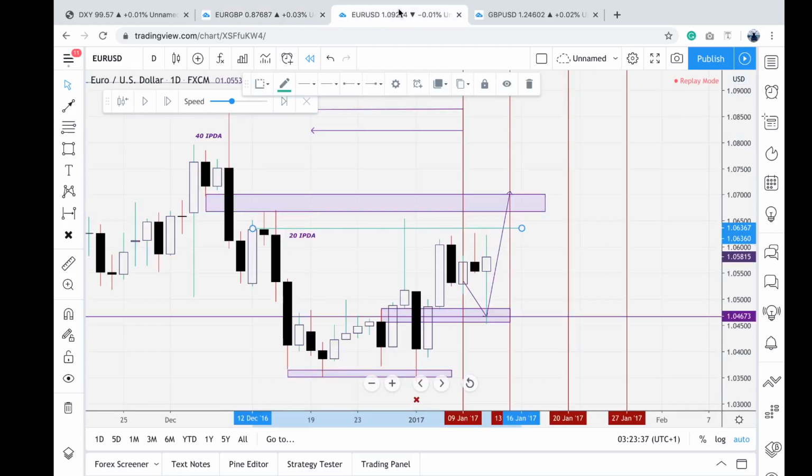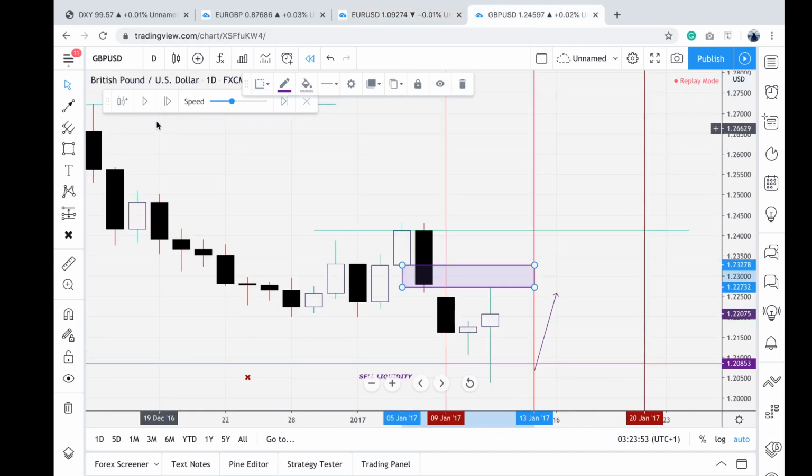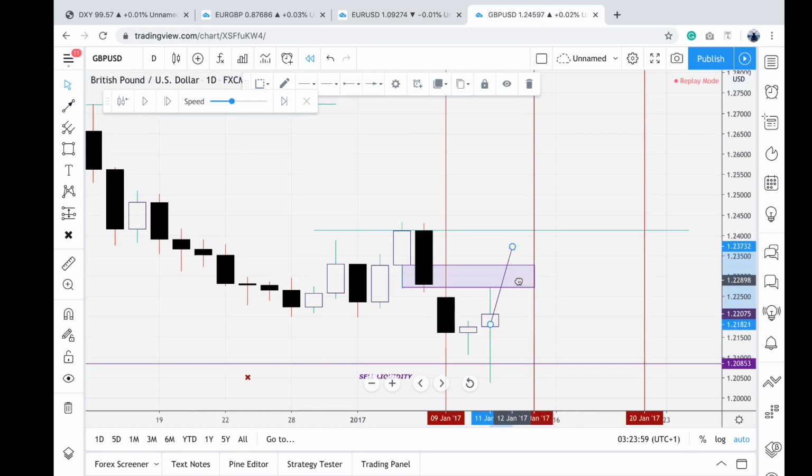Okay, so euro dollar, we've seen a rejection of this level. The first target is this level and potentially that level. So let's see what euro dollar does. Perfect. Look how price taps our level perfectly. And then finally, British pound. Let's see price trade through into that box. Want to see price trade through that box.